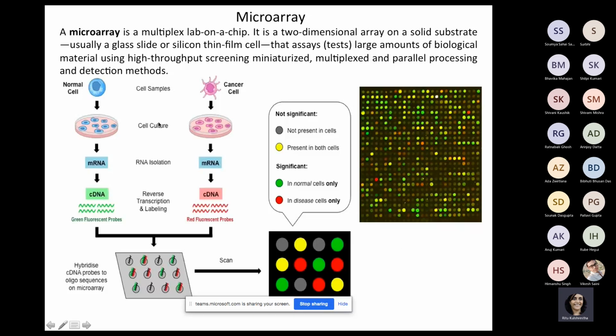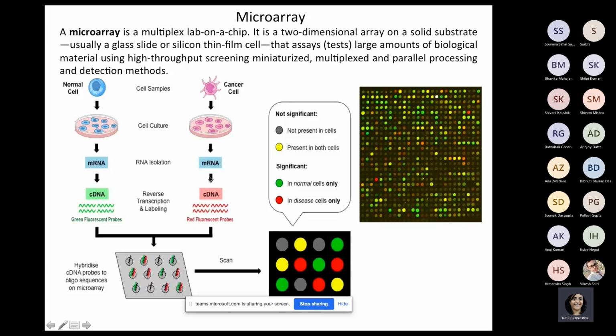Here is how it is done. For example, you have a normal cell and a cancer cell, and you isolate total RNA from them and then isolate mRNA from it. Or you deplete your RNA with an rRNA removal kit and just isolate mRNA. Then you make the cDNA, and in this case, the cDNA is labeled with, let's say, a green fluorescent probe. And here, when you make the cDNA, it is labeled with, let's say, a red fluorescent probe.